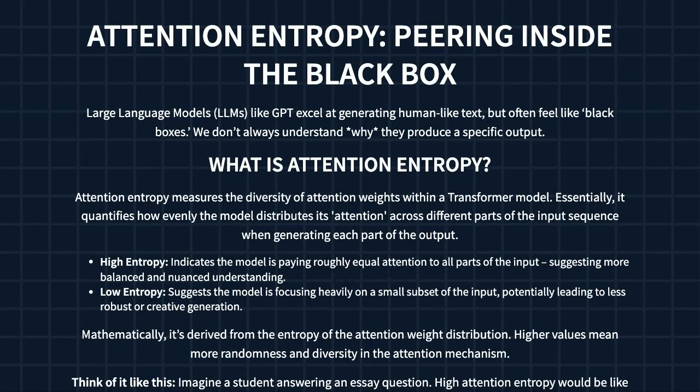Okay, let's talk about something really interesting: attention entropy. It's a way to get a little bit of insight into how these massive language models are actually working. Basically, it measures how evenly an LLM is paying attention to different parts of the input text when generating its output. If the model's attention is spread out pretty evenly across everything, we have high entropy. That means it's considering all the relevant information. But if it's focused almost entirely on one small piece of the input, then the entropy is lower, and that can sometimes indicate a less nuanced or potentially more predictable response from the model.